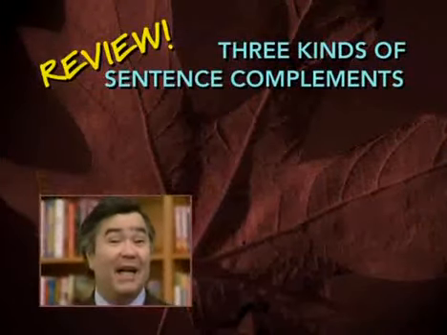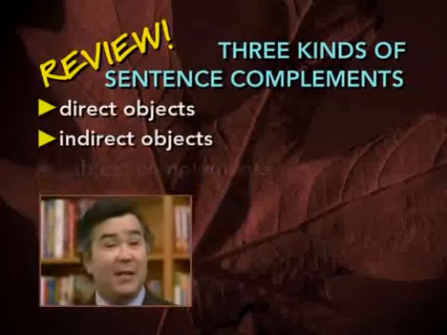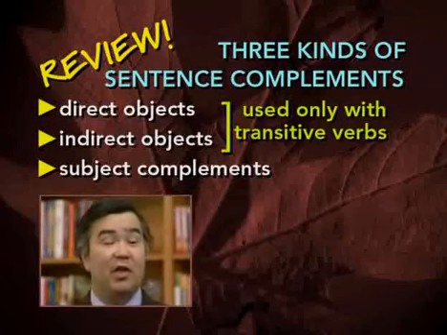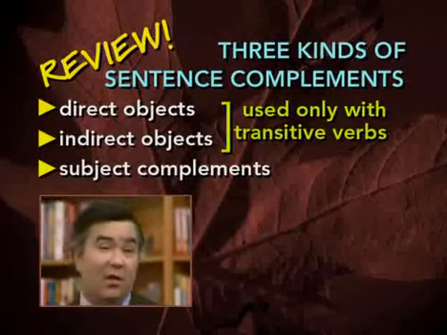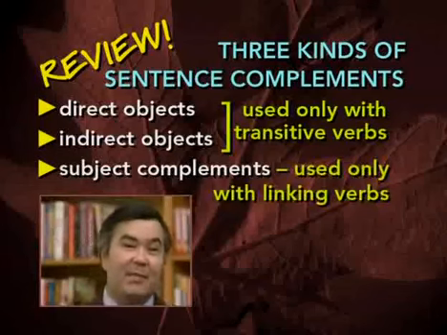Let's quickly review. In this program, we've talked about three kinds of sentence complements: direct objects, indirect objects, and subject complements. Remember that direct objects and indirect objects are used only with transitive verbs, while subject complements are used only with linking verbs. Now let's step back for just a moment. We've seen now how complete sentences are constructed. There's a verb in the middle, a subject usually appearing before the verb, and then very often a sentence complement of some kind that comes after the verb.